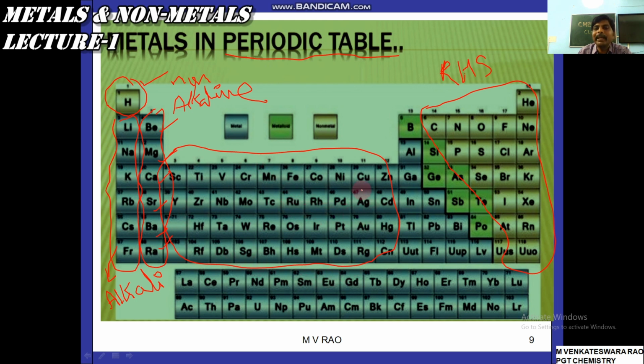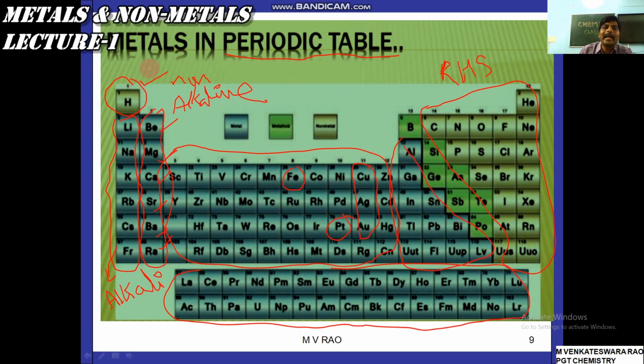Here are only the main elements: copper, silver, gold, platinum, iron. So most of the metals are located here. These are lanthanides and actinides, the inner transition elements. These elements are also called metals. On this side it is called the P block. The P block also contains some metals.